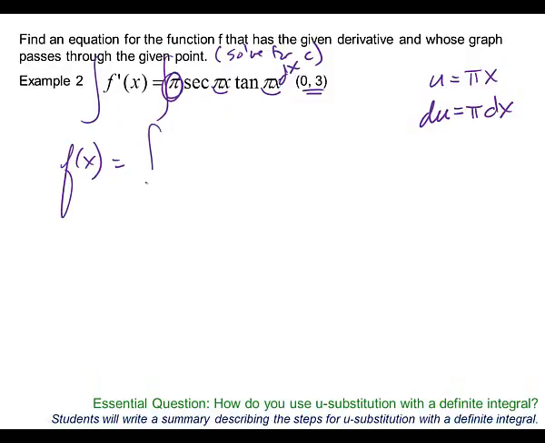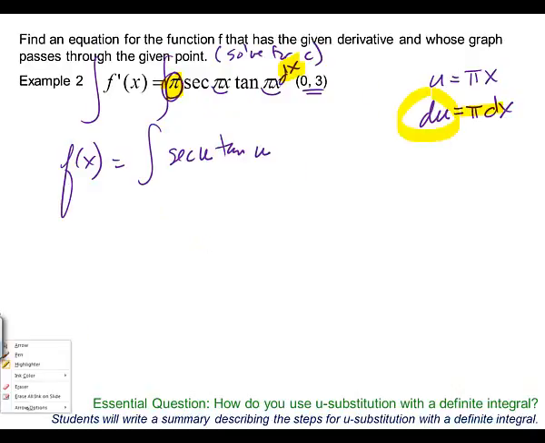All right, we're going to substitute in. So I've got secant, and anytime I see the pi x, I'm going to put a u. Tangent, I'm going to put a u. And then for the pi, notice it's in there, right? For the pi dx, I'm substituting in du, just du. And the pi is going to go away, right? Because it got taken care of with the derivative.